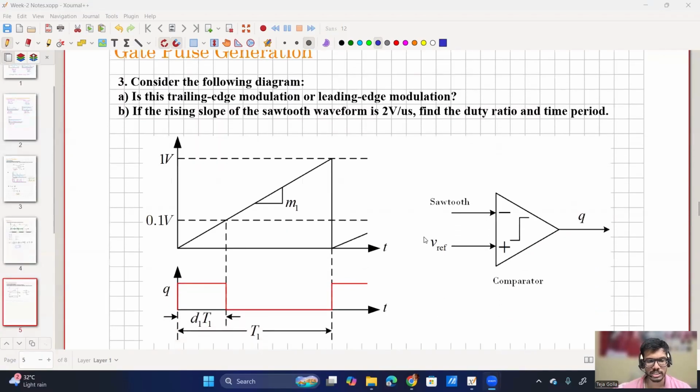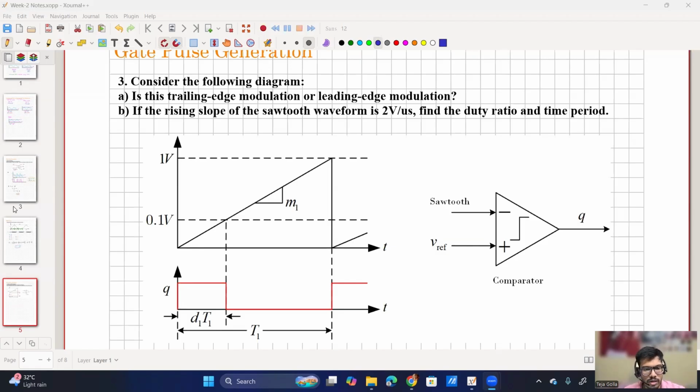So the next problem is something similar to the gate pulse generation. Consider the following diagram. Is this trailing edge modulation or leading edge modulation? And here I have given the rising slope of the sawtooth as 2 volt per microsecond. Find the duty ratio and the time period. So first of all, is this related to voltage mode control or current mode control?